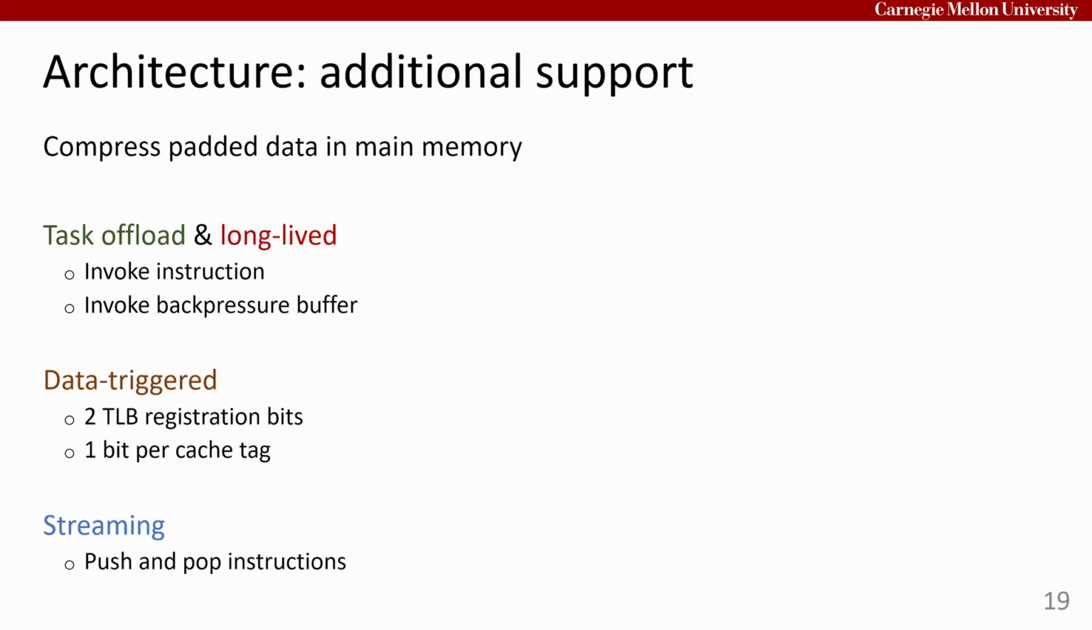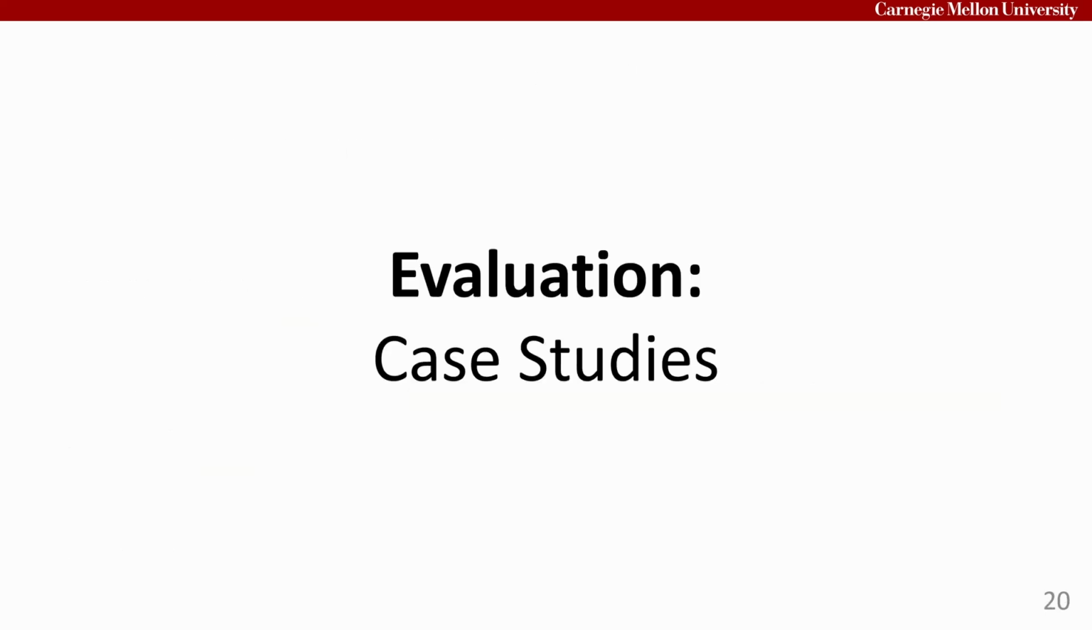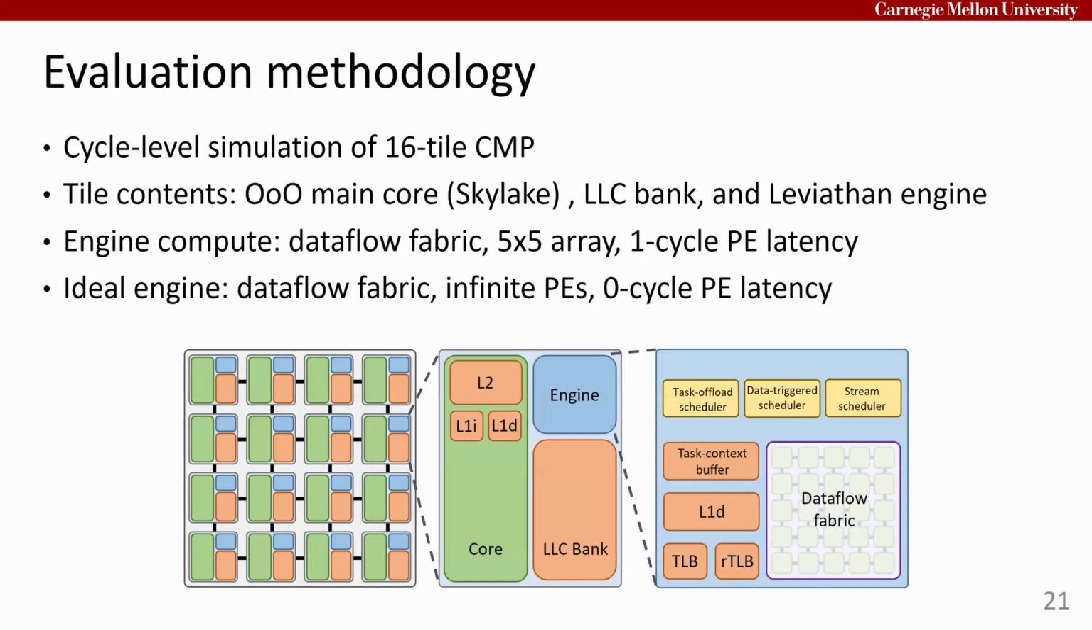Leviathan's remaining architectural mechanisms include compressing padded data in main memory and additional minor per-paradigm support. In total, hardware overhead, including the engines, is a little over 6% compared to the last level cache. Now, let's look at Leviathan's quantitative benefits through 2 case studies.